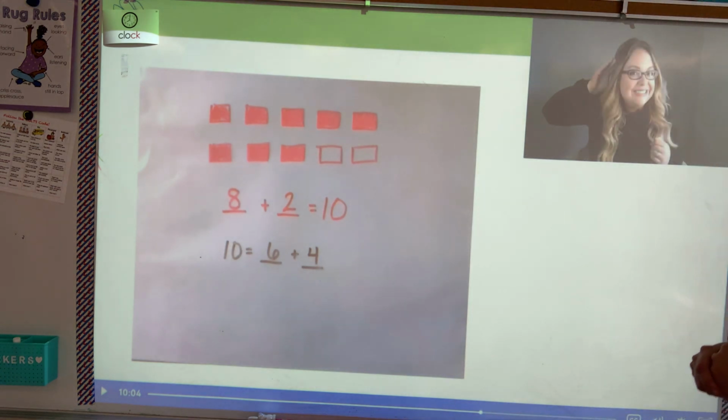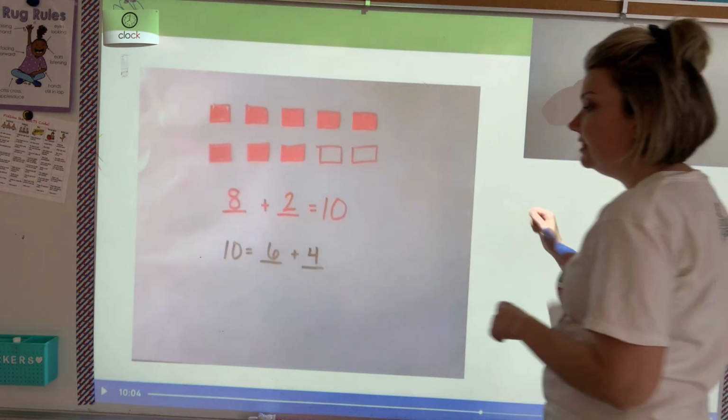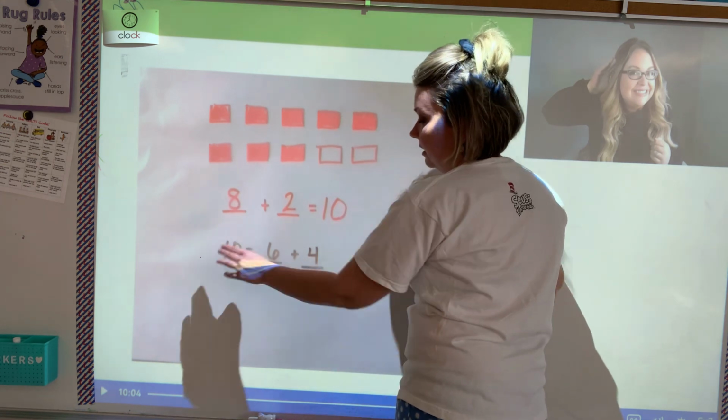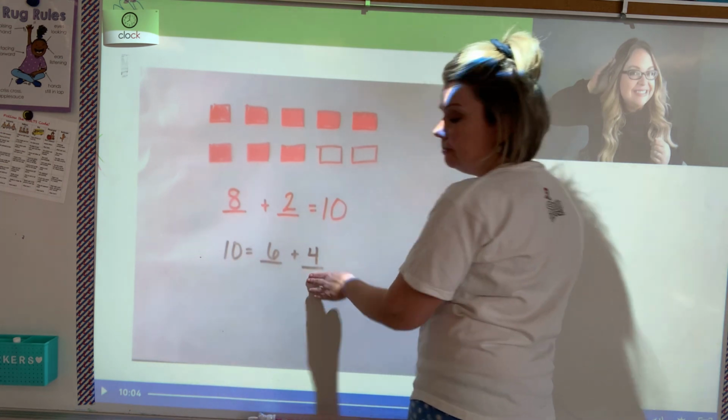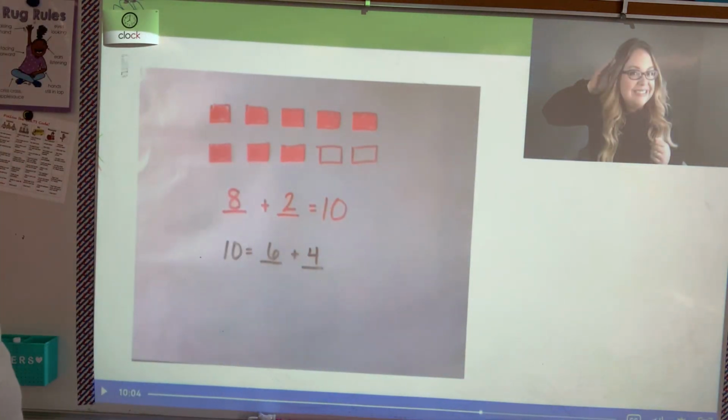Landon. They're switched around differently. Right, this has the parts in the front and the whole at the end. Yes. Here we have the whole in the front and the parts at the end. Awesome. Let's listen.